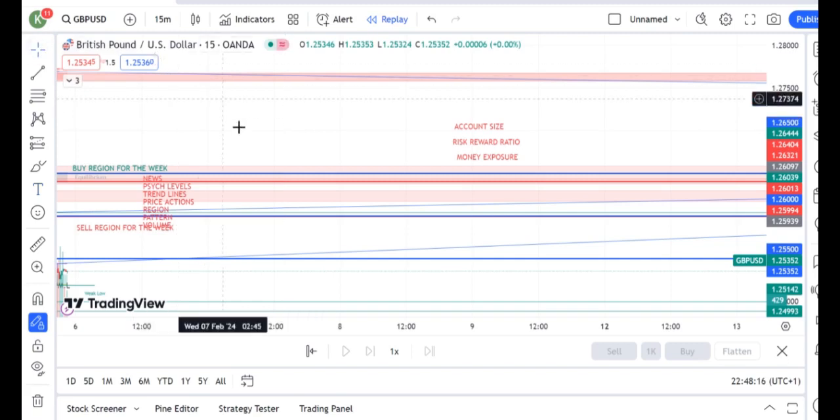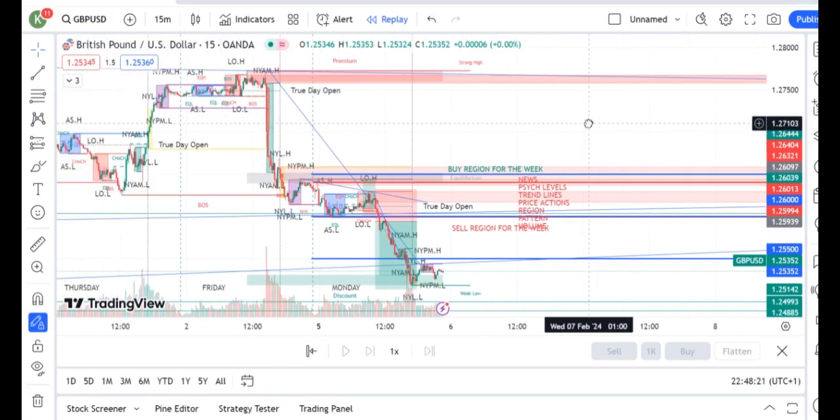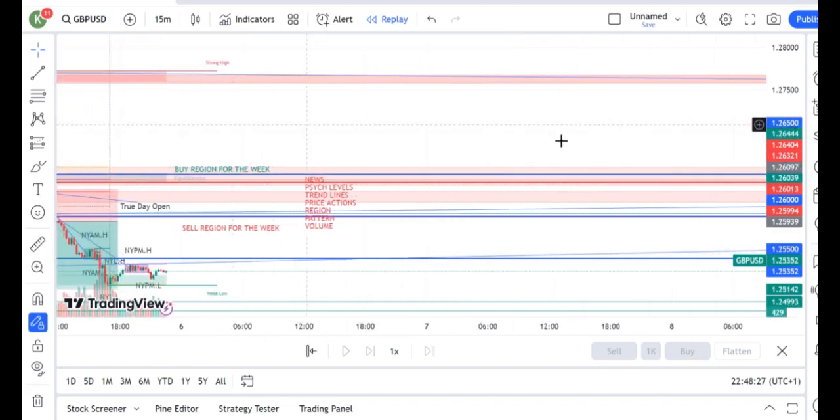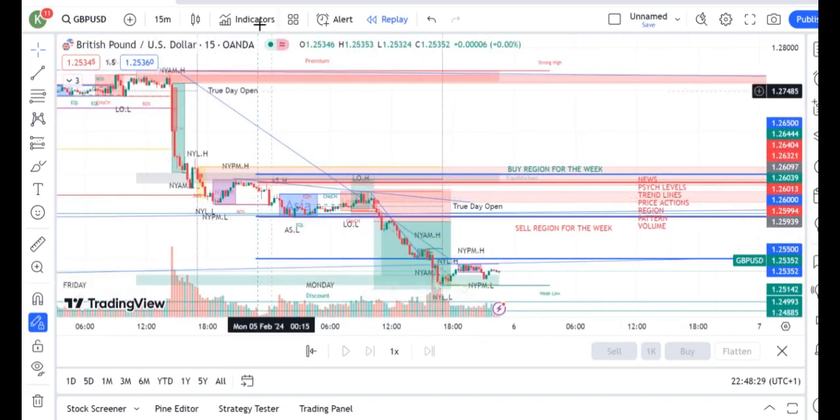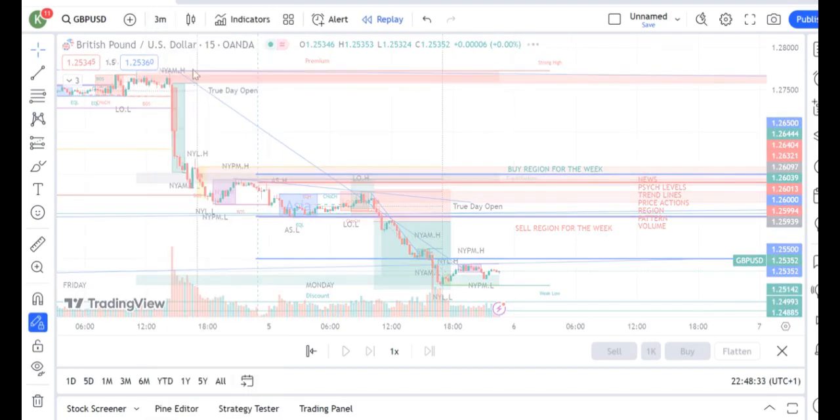Then how about these emotional results that people have when they are trading? Let me show you quickly. I'll use this entry to show you this quick scalp that we did here. Let me use the 3 minutes where it will come out clearer.